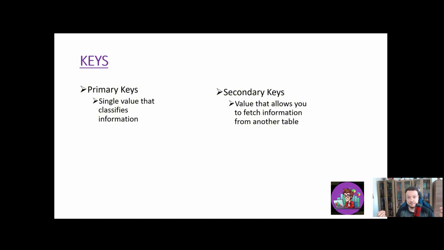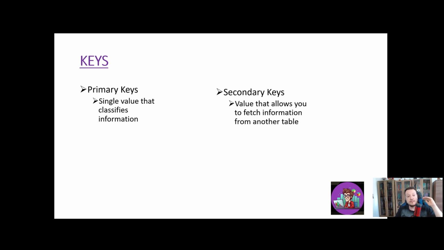What is a key? It's a value that we will use to classify the information. So you have two types. Primary keys are a single value that classifies information. Using our customer table as an example, we have the social security number. They are unique to each person, so this can be a primary key. We will have only one value per row.